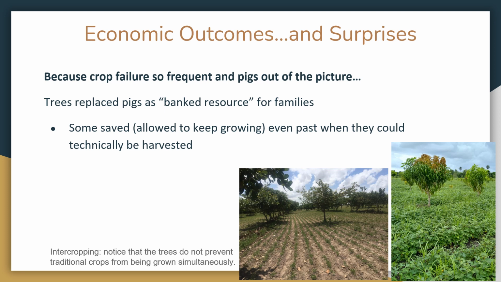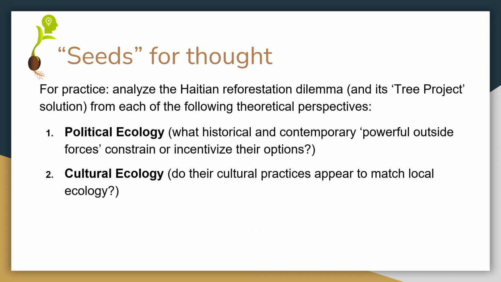These images are interesting because they show intercropping. Notice how the trees don't prevent traditional crops from being grown on the ground level, simultaneous to the trees growing. Next, for practice, I encourage you to really take out a sheet of paper and analyze the Haitian reforestation dilemma and its tree project solutions from each of these theoretical perspectives. I think there are clear ties to political ecology and cultural ecology.